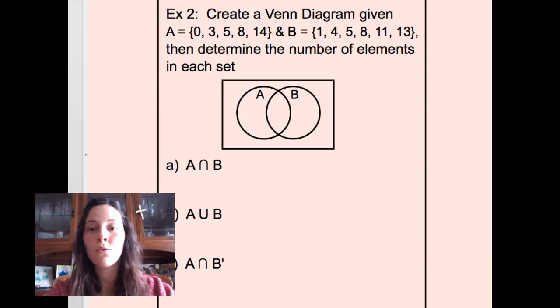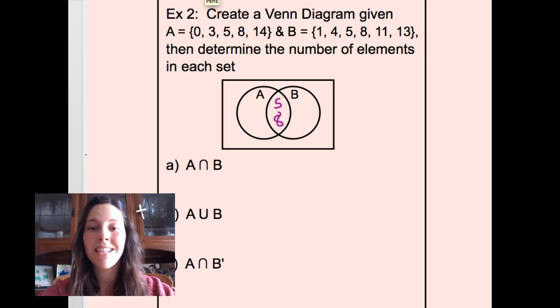Next, we've got two sets. So first, what I do when I set up a Venn diagram for two sets is I figure out what elements are in both. I put those in the overlapping part, and then I put the unique elements in either set. So the first element in both sets is 5, and they also share 8.